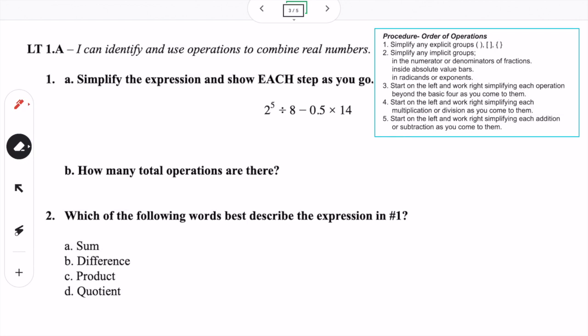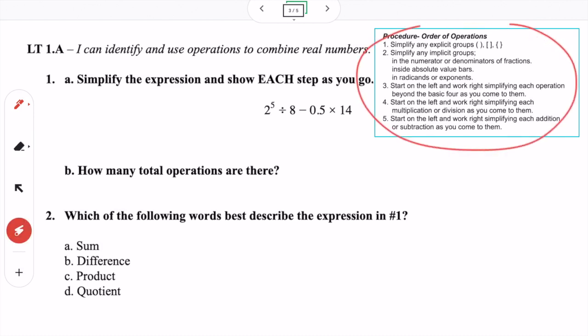All right, I'm going to be simplifying and solving all these problems from our MCTC quiz number 1. Let's start with number 1. Simplify the expression and show each step as you go. I've pasted the order of operations up here in the top right corner to help me. And we're going to go step by step.